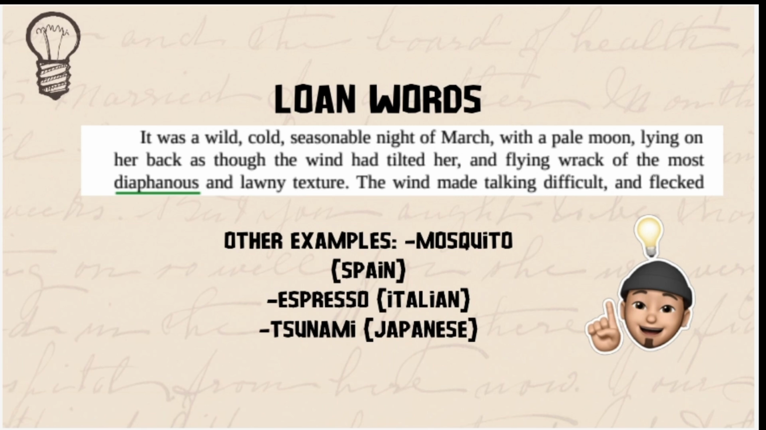On the other hand, other examples that we can commonly observe are, for example, the word mosquito that comes from Spain, the word espresso that comes from Italy, and the word tsunami that comes from Japan. All these words are originally from their own vocabulary, but have been adapted for each country.